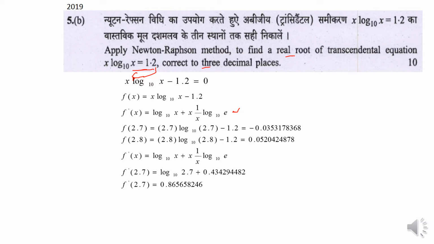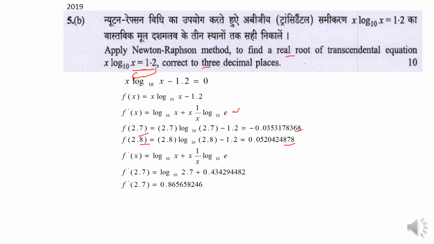As I know its root is 2.74 something, so we took 2.7 as the initial point and 2.8 as the other interval point, and we got that this is negative and then this is positive.